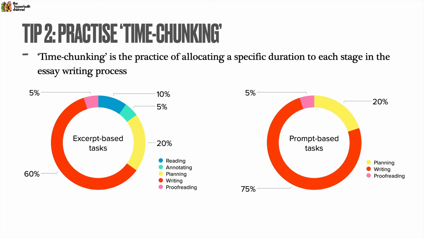Depending on how long a passage is and how fast a writer you are, you probably want to experiment with the time ratios in your essay practices or mocks, but a reasonable distribution would look something like what's presented here. So with an excerpt-based task, perhaps you would allocate 10% to reading and 5% to annotating. Planning would take up 20%, as we mentioned just now. Writing taking up 60% and proofreading 5%. And for a prompt-based task, again, 20% for planning, writing 75%, leaving behind 5% for your proofreading.